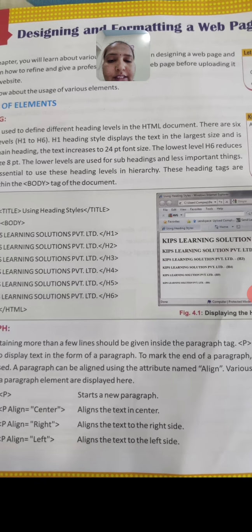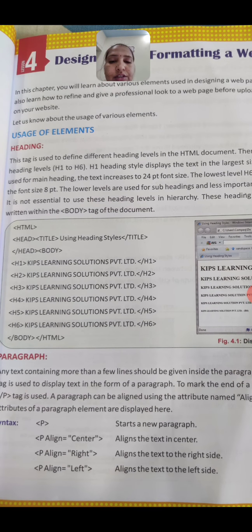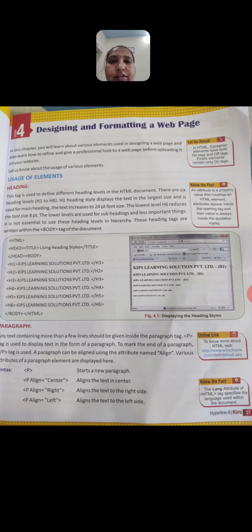Then we can move to the next, that is the paragraph. In the web page, if you want the paragraph in the center, we have to write it here. Before that, for a paragraph we use a tag called P, written in angular brackets. To start a new paragraph we use the tag P.